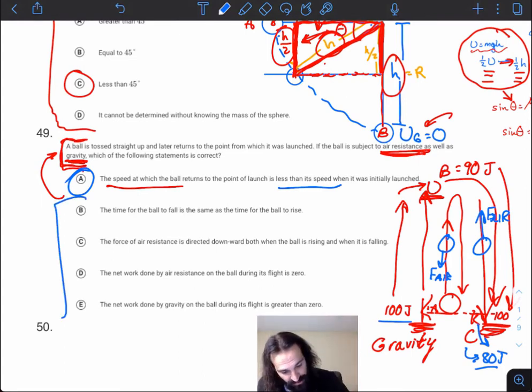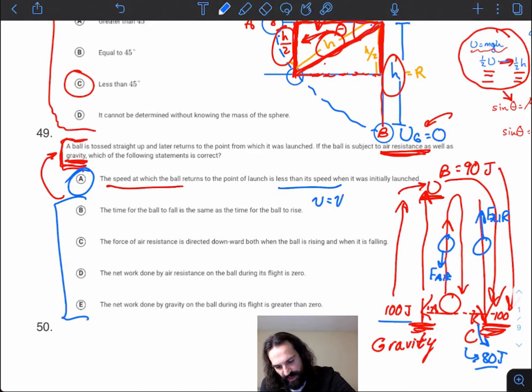That being said, I'm still going to go through the wrong answer choices and prove why they're wrong, because I'm sure a lot of people would like to see that. The time for the ball to fall is the same for it to go up. That's a tough one. And for that, I actually went back to kinematics.